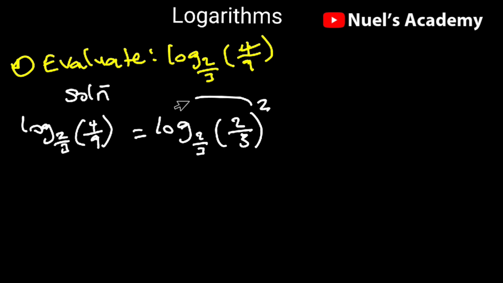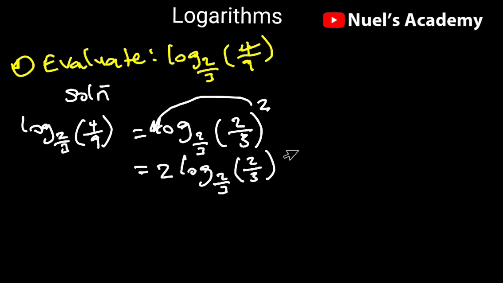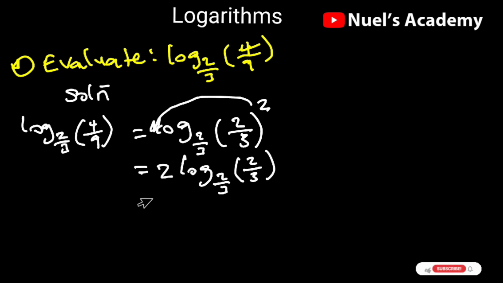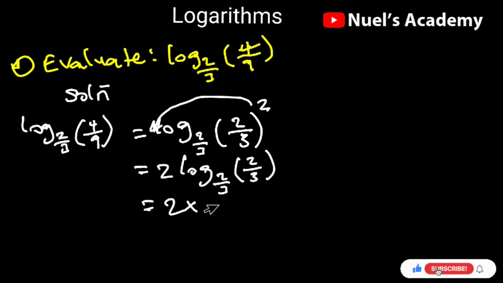Now we are going to move this 2 to the front of this logarithm so that it will be 2 log base 2 over 3 of 2 over 3. Alright, but recall that log b of b is equal to 1. That is, any logarithm to its base is equal to 1. So let's go ahead and finish the simplification. So this is now equal to 2 multiplied by log base 2 over 3 of 2 over 3, which is equal to 1. So 2 times 1 is equal to 2.